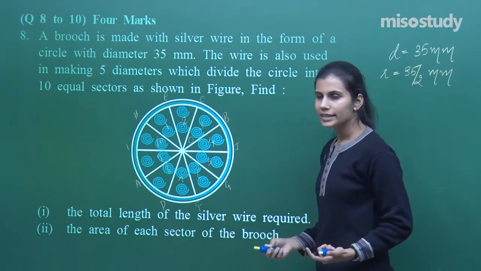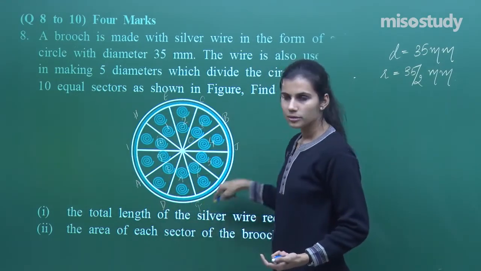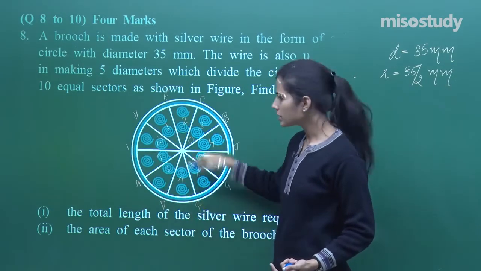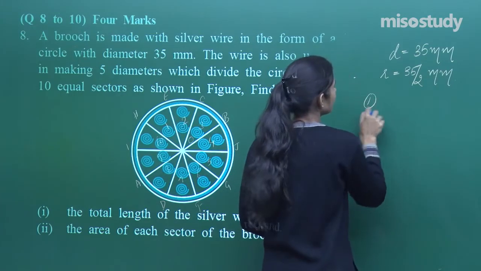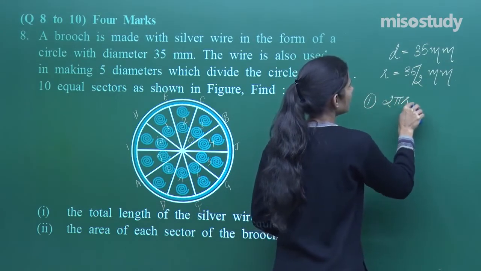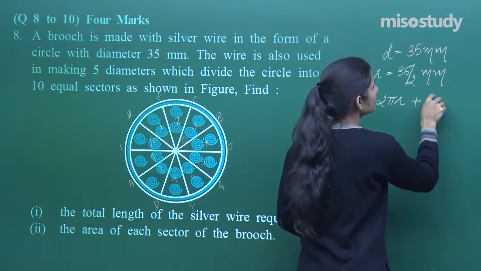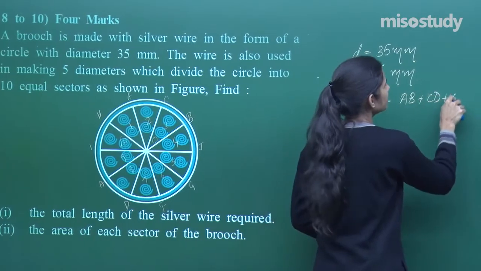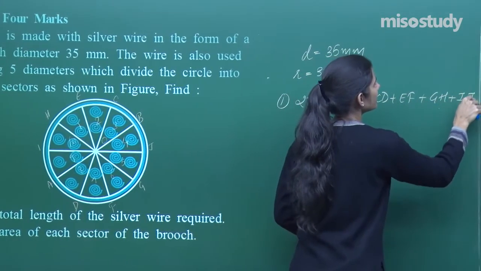How much wire do I need? I need wire to basically bind this over here. That is the circumference of the circle plus the 5 diameters. So how much wire do I need? 2 pi r, which is the circumference of the circle, plus length of AB diameter, length of CD diameter, length of EF diameter, length of GH diameter, length of IJ diameter.